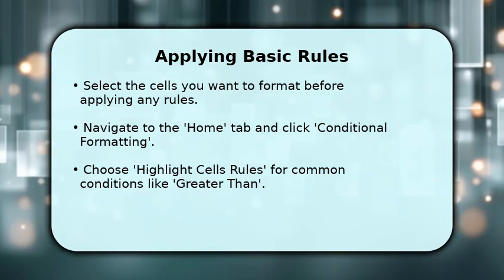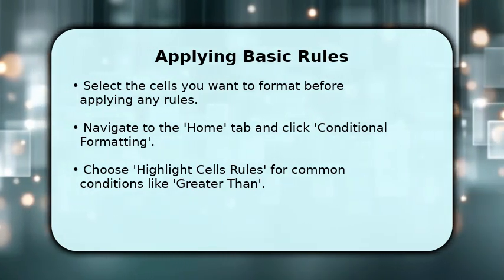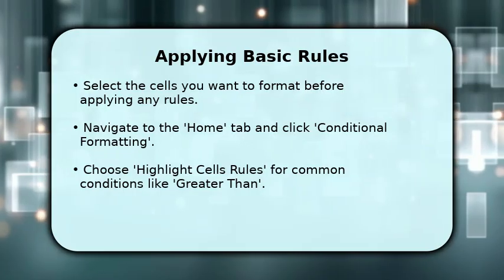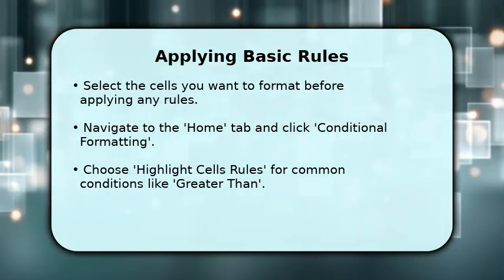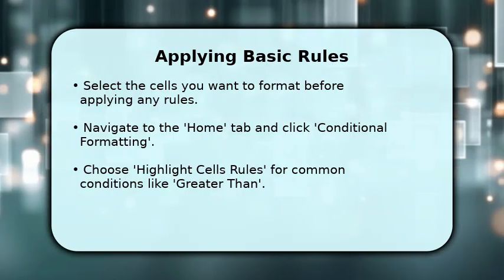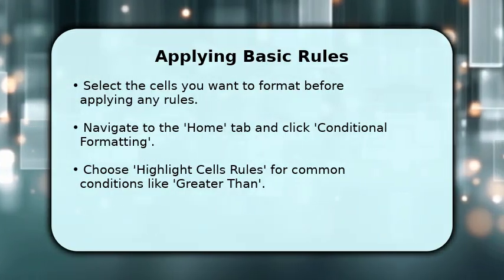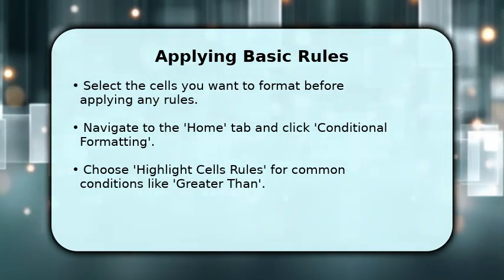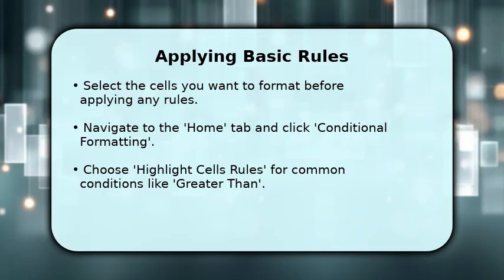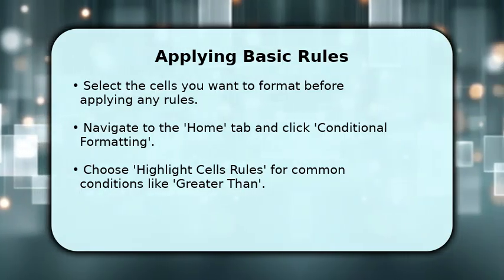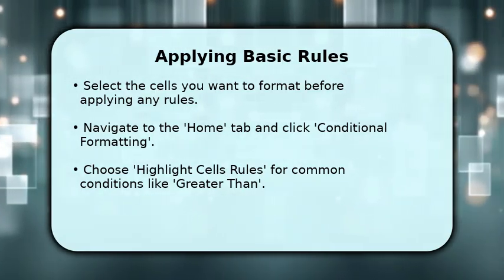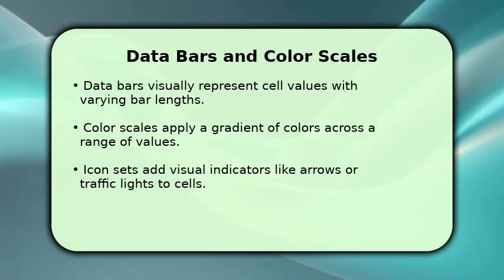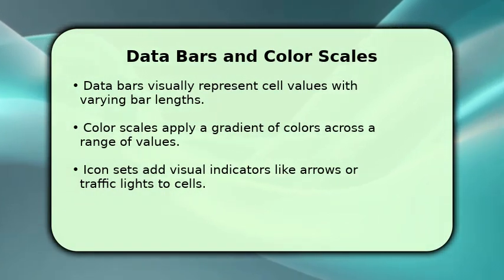To apply a basic rule, begin by selecting the cells you want to format. Then, go to the Home tab in the Excel ribbon and click on the Conditional Formatting button. From the drop-down menu, choose Highlight Cells Rules and then select an option like Greater Than. A small window will appear where you can enter a specific value, for example, 100, and pick a predefined color scheme, such as light red fill with dark red text. It's that simple.